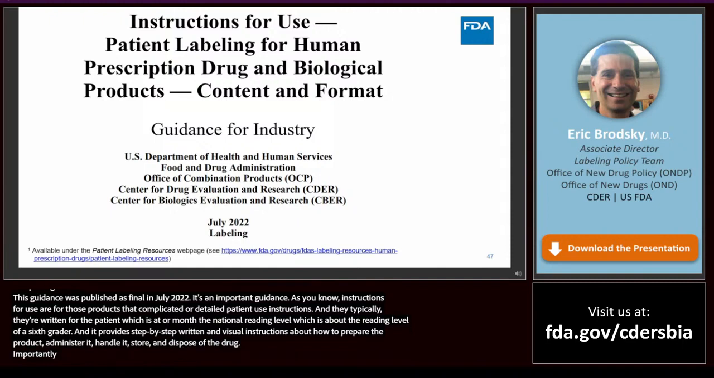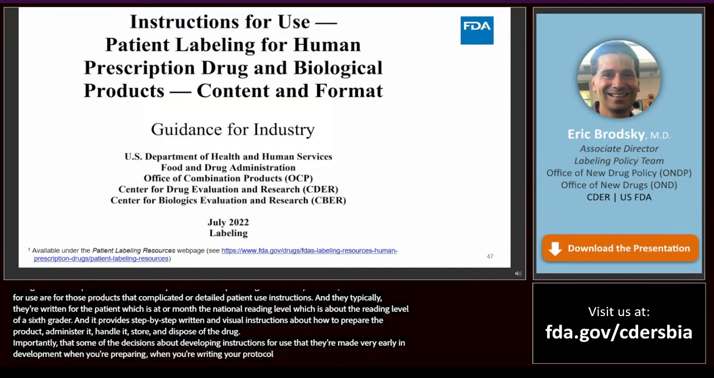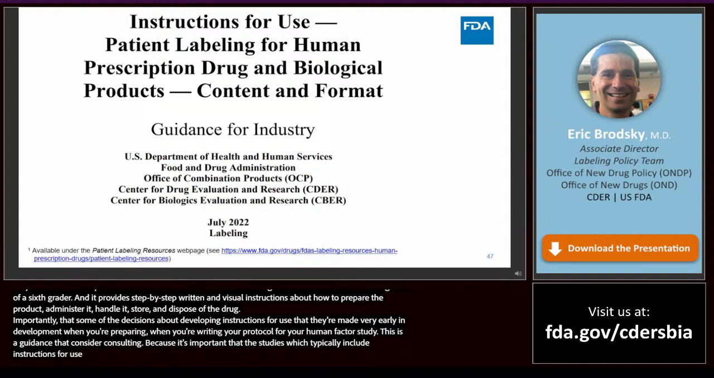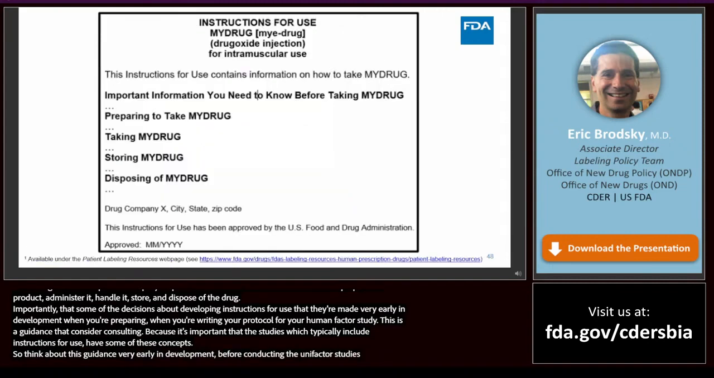Importantly, some of the decisions about developing instructions for use are made very early in development, when you're writing your protocol for your human factors study. This is a guidance to consider consulting, because it's important that the human factors studies, which typically include instructions for use, have some of these concepts. So think about this guidance very early in development before conducting the human factors studies. So here's a picture of the instructions for use.